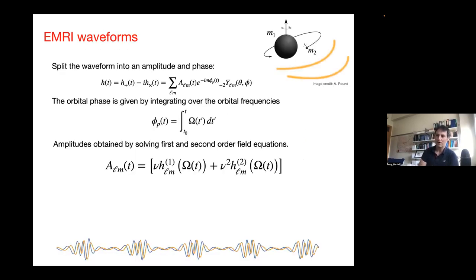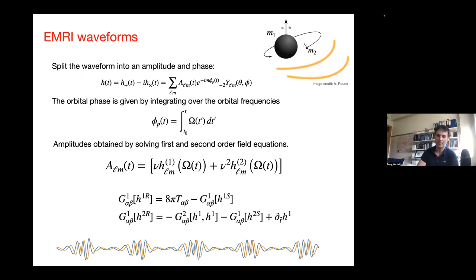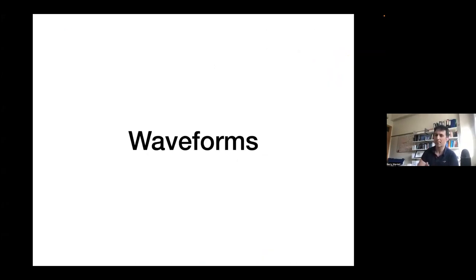So if I go on to the waveform part, well, I said you can split it into an amplitude and a phase. As I said, the phase is just determined by omega, and omega was obtained from the fluxes. The amplitudes, on the other hand, are just the solutions H1 and H2 that we've already computed from the linear Einstein equations. Okay, so that's really it for the theory. Let's get on to having a look at some results.